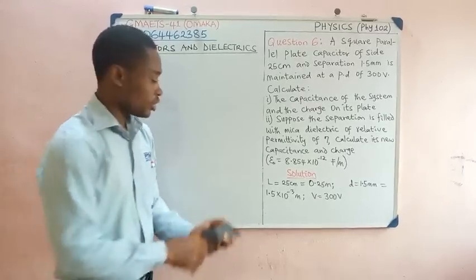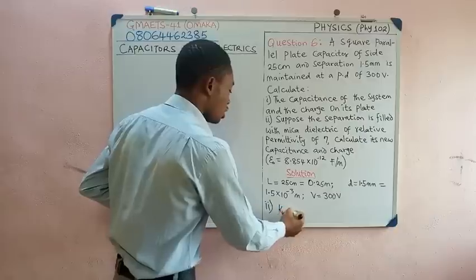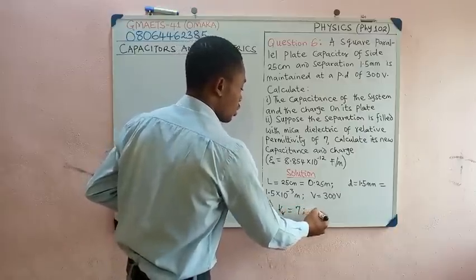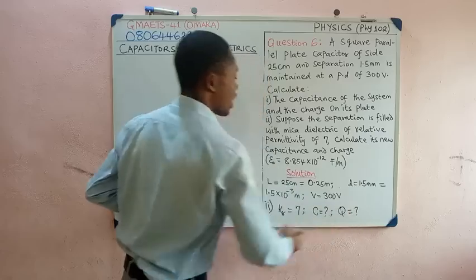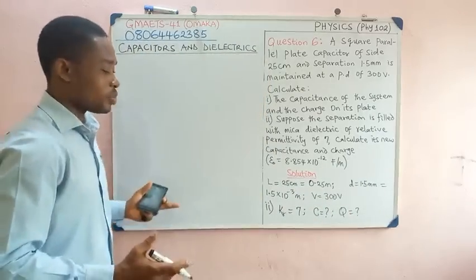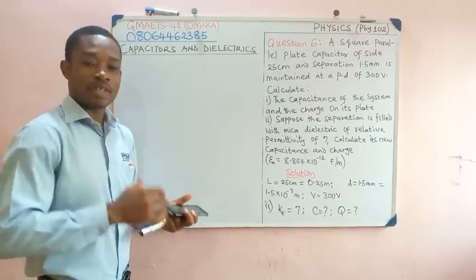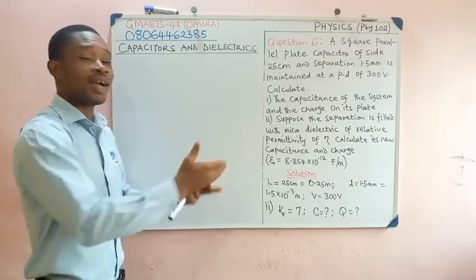In the second part of this question, we now have a dielectric material whose dielectric constant, that is relative permittivity, is 7. So we have to obtain the capacitance in that case, as well as the charge on the plate in that case. Alright? So it's pretty simple.